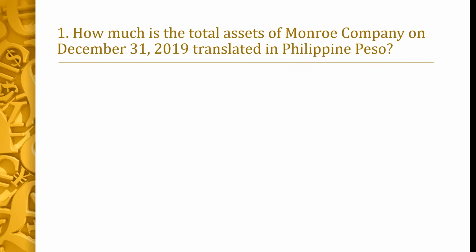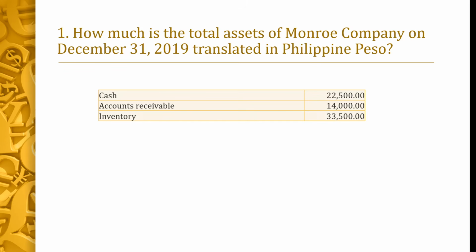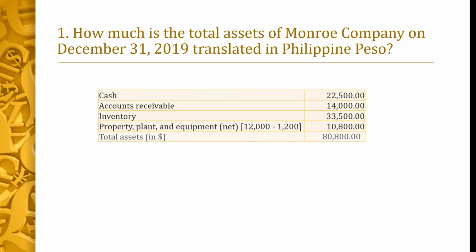For number 1, how much is the total assets of Monroe Company on December 31, 2019 translated in Philippine Peso? So based on our trial balance, there are different asset accounts of Monroe Company. So i-aggregate muna natin sila or ipagsasama-sama natin sila. So what are those? Cash, accounts receivable, inventory, and PPE. Pagdating kay PPE, it must already be net of accumulated depreciation. Okay? So it must be presented at 10,800.